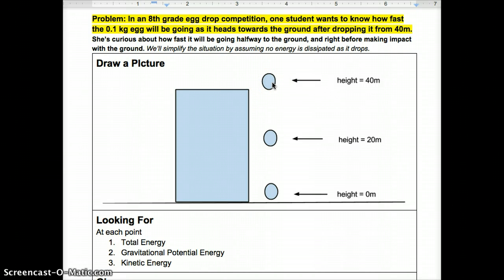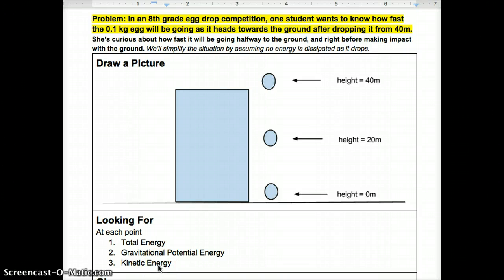Remember how we set up problems? First we draw a picture. So here's the building. There's the egg with no velocity at a height of 40 meters. There it is halfway down at 20 meters, and there it is right before impact. Assume that this distance is essentially 0, just immediately right before it hits the ground. Remember, we identify what we're looking for: total energy, gravitational potential energy, and kinetic energy.